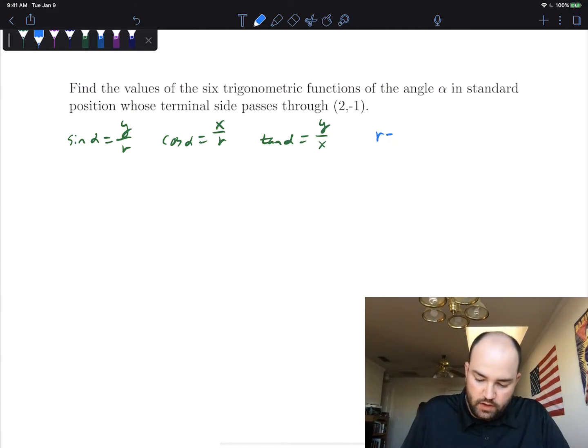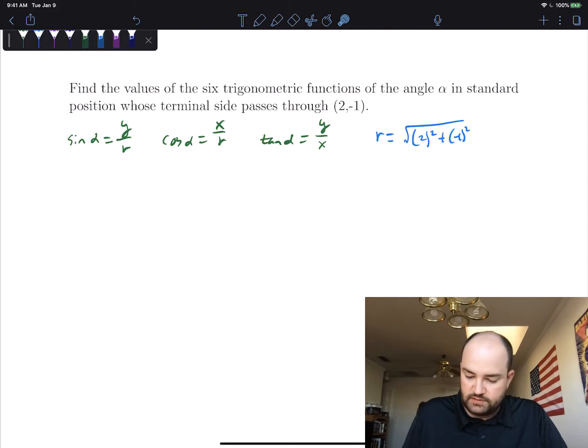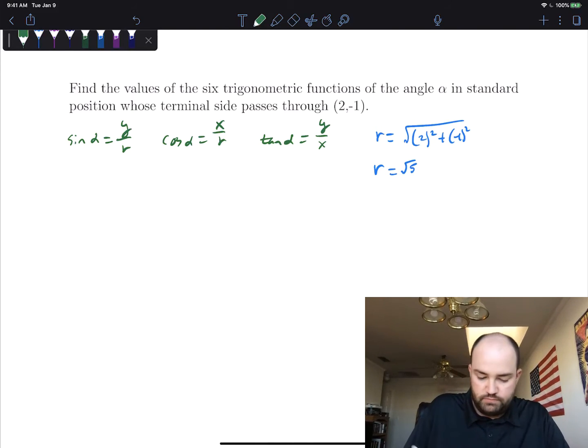So let's go with r here, which is equal to the square root of the sum of the squares of the components. So that's the square root of 2 squared plus -1 squared. 2 squared is 4, -1 squared is 1, 4 plus 1 is 5. So this gives me the square root of 5. And then to figure out the sine, cosine, and tangent, we just plug that stuff in.